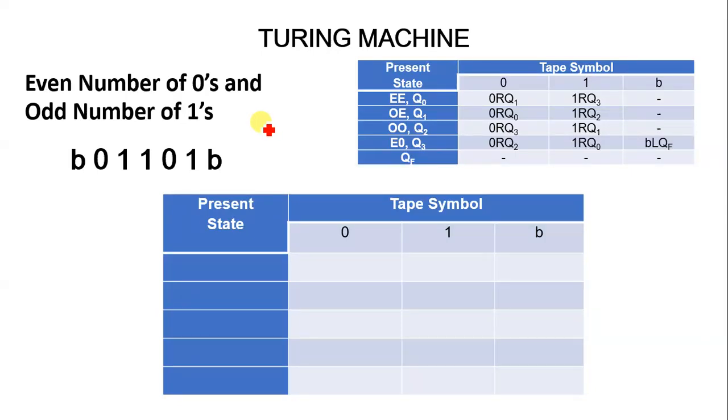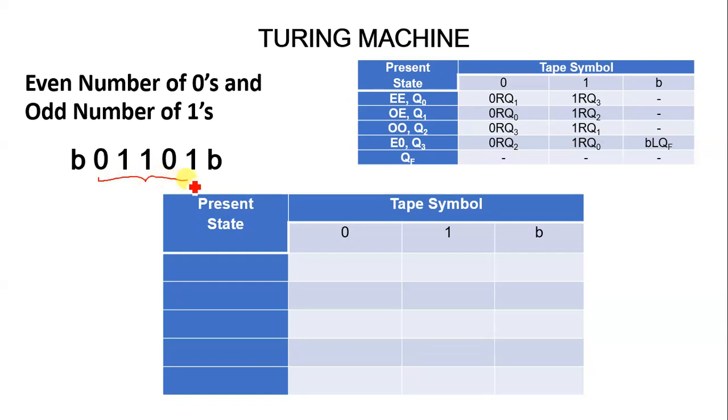In this exercise, we will design a Turing machine to recognize an even number of 0s and an odd number of 1s. So we will design a transition table and a transition state diagram to recognize an even number of 0s and an odd number of 1s in a string. Okay, this is an example.